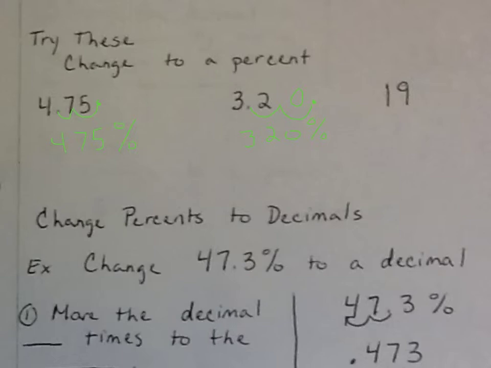Now we have 19 on this last one. Well, 19 doesn't have a decimal, so hopefully you remember that if you don't have a decimal, it's actually at the end. Because if I put it at the beginning, you don't have 19 anymore, you have 19 hundredths. If I put it at the end, I still have 19. Same thing though. I still have to move it 2 times to change it to a percent. So I go 1, 2, so there it's at the end now, and I have to fill in those 2 spots. So now I have 1900%.